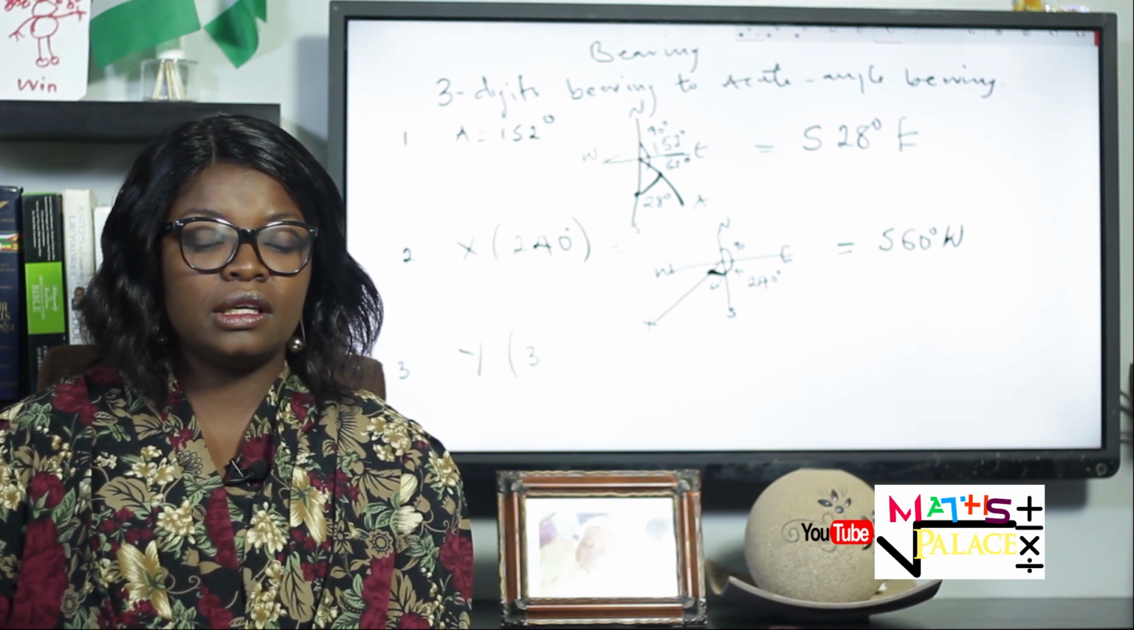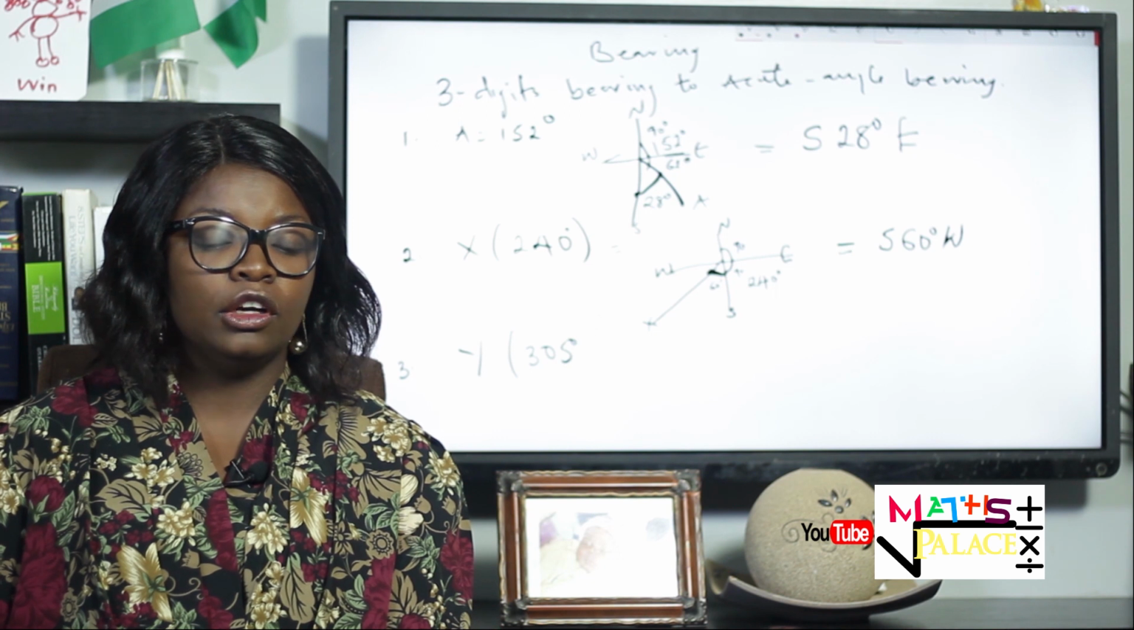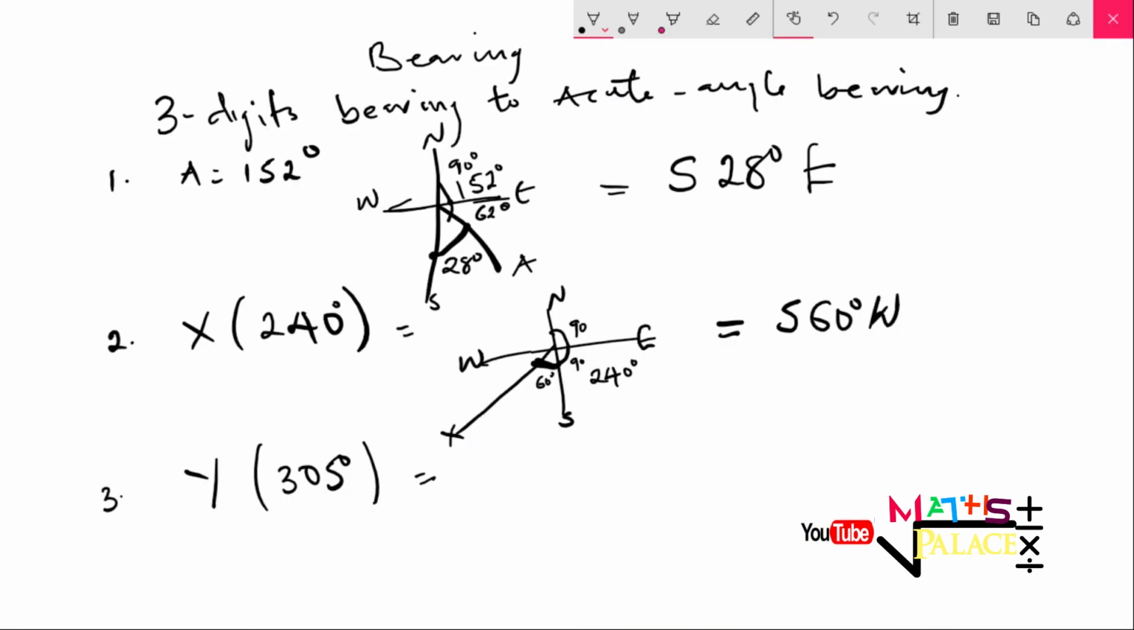Then the last example, if given a point Y which is 305 degrees. Now, still using our compass, we have north, east, south, west. Since 305 is a 3-digit bearing, we'll move from the north to the east, 90, to the south, 180, to the west, 270. So I have 270 already, and I have to make up for 305. So I need 35 degrees. I'll carve out 35 degrees here.